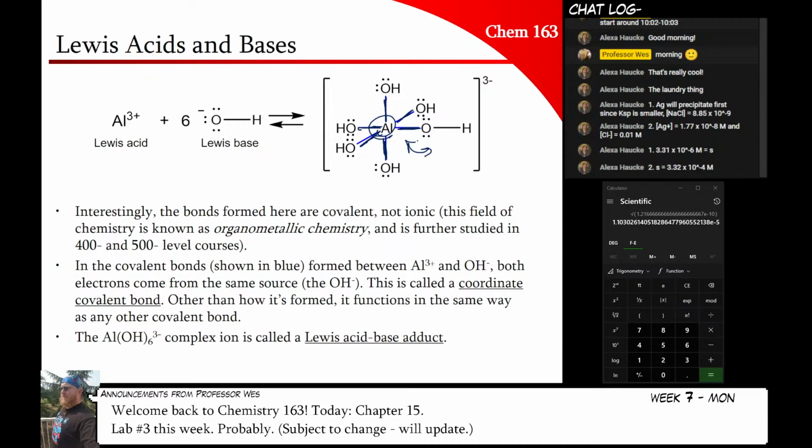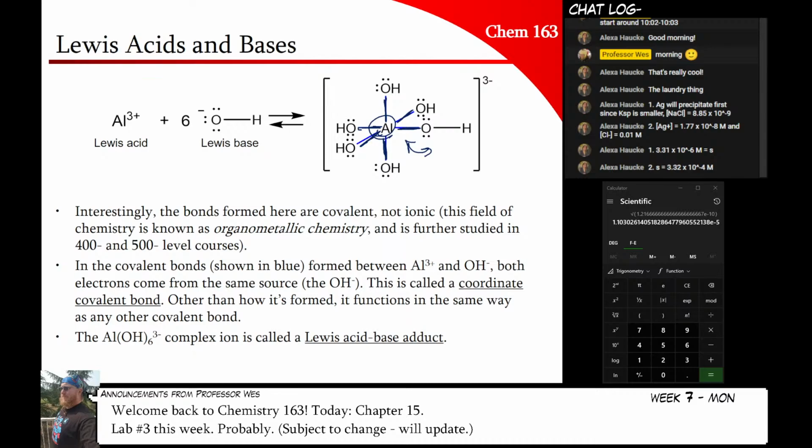The blue color of copper in water is because it has 6 water molecules hydrating the copper 2+ ion. So we've actually seen a lot of this all along, but it's never really been explained until now. Now, this type of bond is actually kind of special.